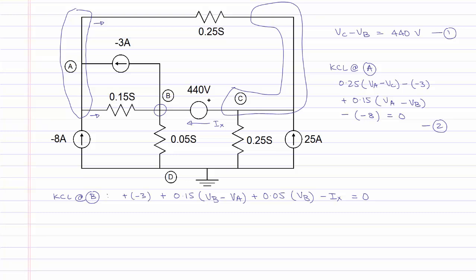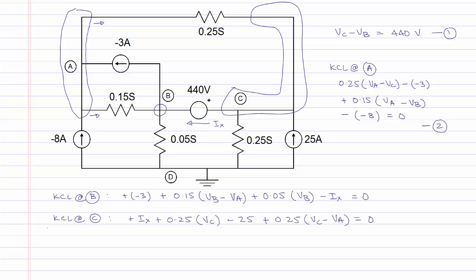KCL at C will give us current leaving through the voltage source with a plus sign of a value Ix, current leaving through the 0.25 Siemens conductance, 0.25 into Vc. Current entering from the current source will be given with the minus sign and has a value of 25 amperes. And finally, the current leaving through the 0.25 Siemens conductance at the top of the circuit will be 0.25 into Vc minus Va. And this must be equal to 0 to satisfy KCL.